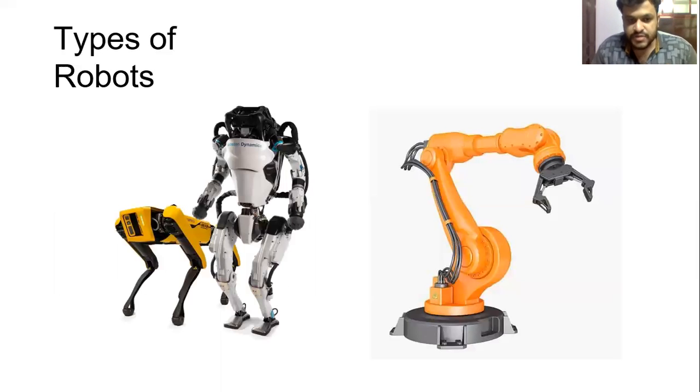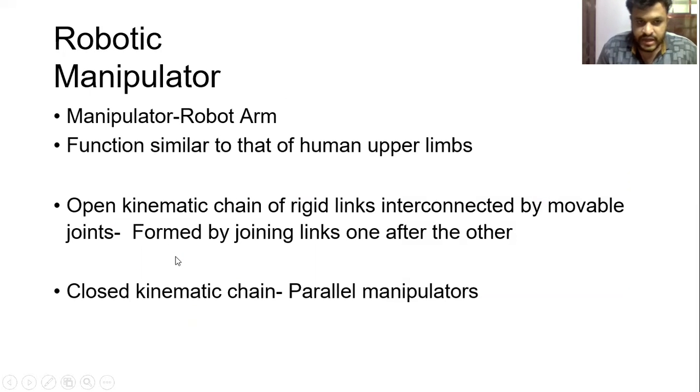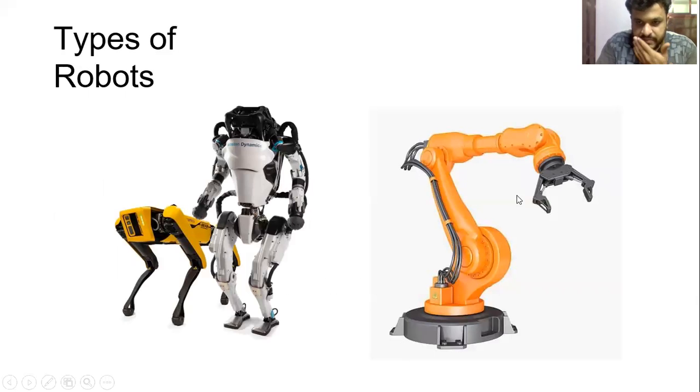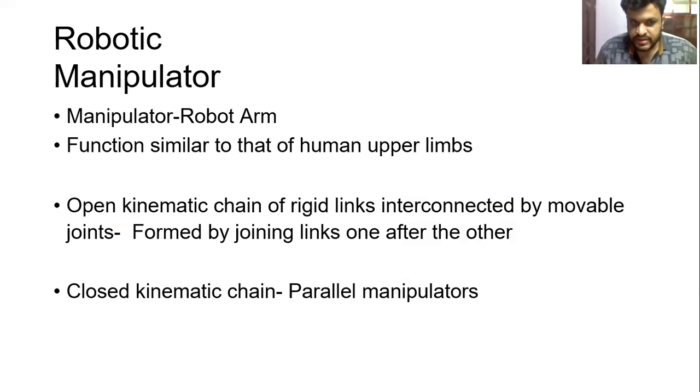Then these are the types of robots. Here you can see this is a robotic manipulator, this is a humanoid robot, and this is a robot dog. Coming to the robotic manipulator, as I showed, robotic manipulators are used in manufacturing industries. They are functionally similar to our human upper limb. That is, all the functions that we can do with our hand can be done with the help of a robotic manipulator.